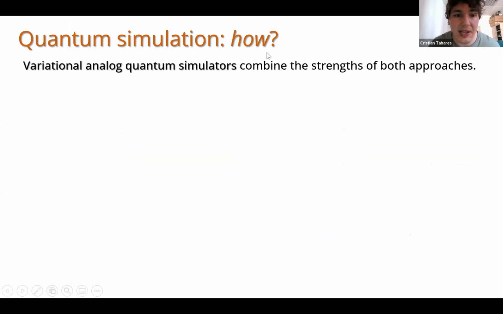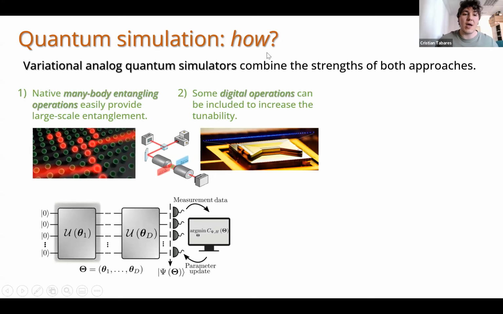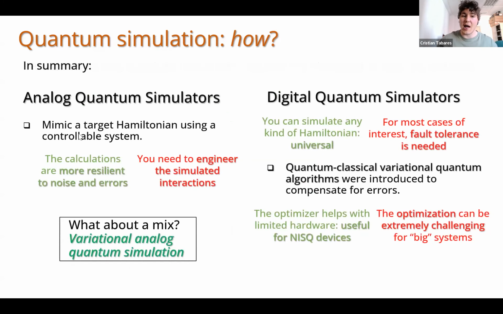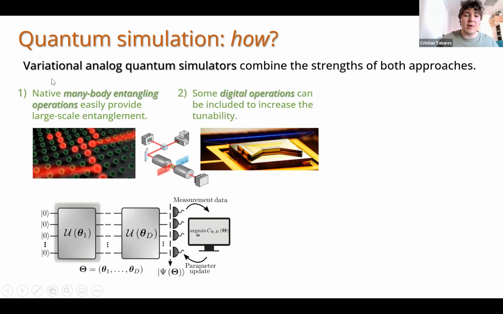The thing is that these variational analog quantum simulators combine the strengths of both approaches. Because first you have the native many-body entangling operations that we said these analog quantum simulators already have, and that are more resilient to noise and errors. So we get these native many-body entangling operations, but we include some digital operations to increase the tunability of our system. So you combine both of the approaches.